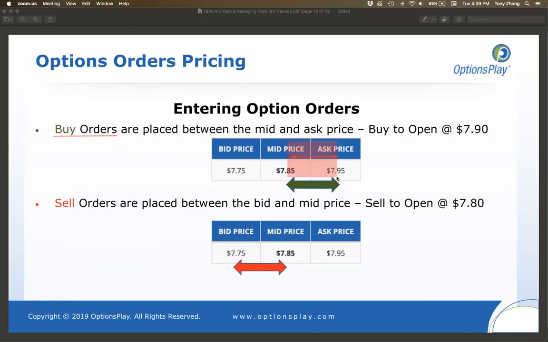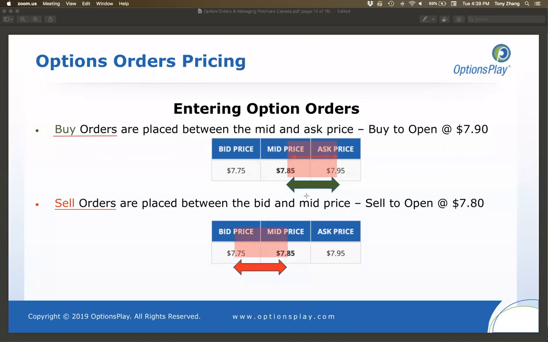Now, if you're selling, it's just the exact opposite. And again, it doesn't matter whether you're selling to open or selling to close. You want to use a sell order, which is going to be in between the bid price and the mid price.